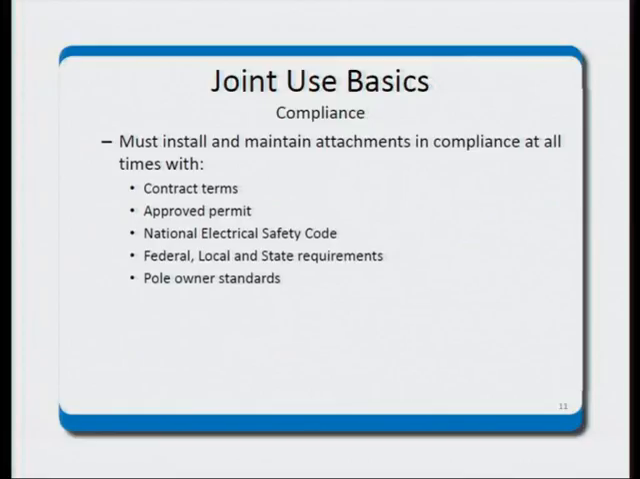Okay, compliance. Nice lead in there. So I mentioned earlier that all companies must install and maintain attachments in compliance at all times. That means the day you put it in, 5 years from then, 10 years from then, 50 years from then. So you have to comply with the terms of the contract, the conditions of your approved permit, the National Electrical Safety Code, any federal, local, and state requirements. I know, for example, UDOT has height requirements that far exceed the NESC for road crossings. And then the pole owner is also allowed to dictate certain standards that they need that might be above and beyond the National Electrical Safety Code. And that's forever. That's just not the day it goes up.